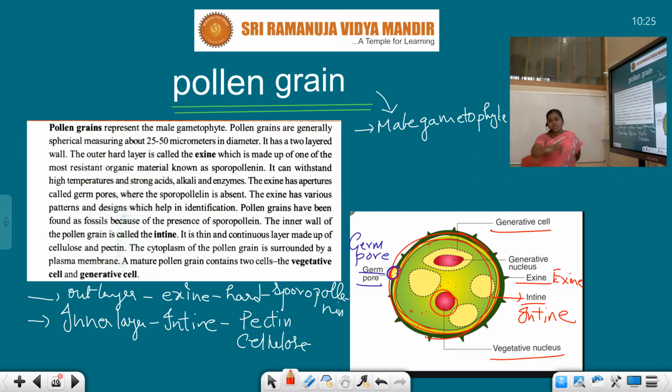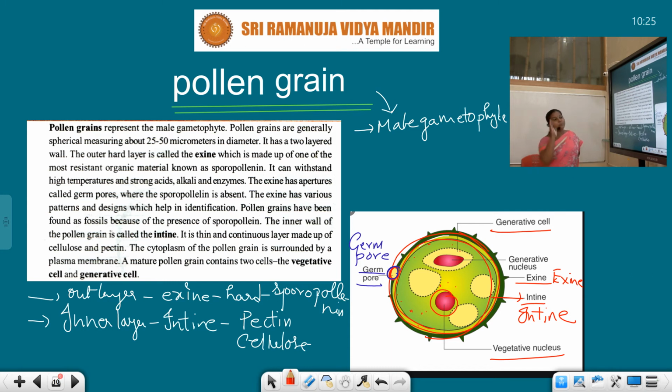It is surrounded by two different layers. The outer one is called exine and the inner one is called intine. The outer layer is hard in nature. The reason is that it has a special material known as sporopollenin. It is one of the proteins. Due to the presence of this special protein, the exine can withstand high temperatures, strong acids and alkalis, and enzymes.